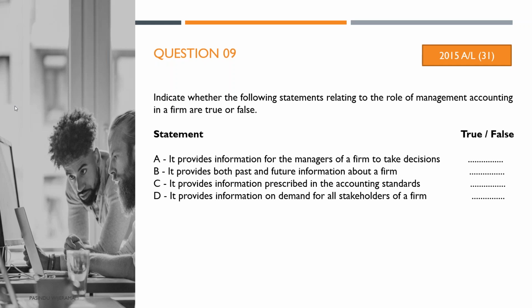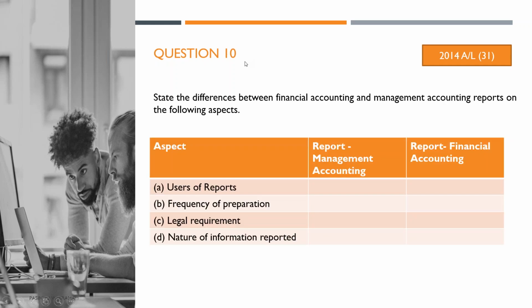And also, it says it provides the information prescribed in the accounting standard. What do you say? Does it use the accounting standards, Sudha? No, management accounting does not use the accounting standard, does not follow the accounting standards. The answer is false. It provides the information on demand for all. On demand, yes, they provide the information on demand. That is true, but does it provide the information on demand for all the stakeholders? No. They provide the information on demand only for whom? Managers. Only for the managers. Therefore, first two statements are true. The last two statements are false. Good. Right. We will move into the next question number 10.